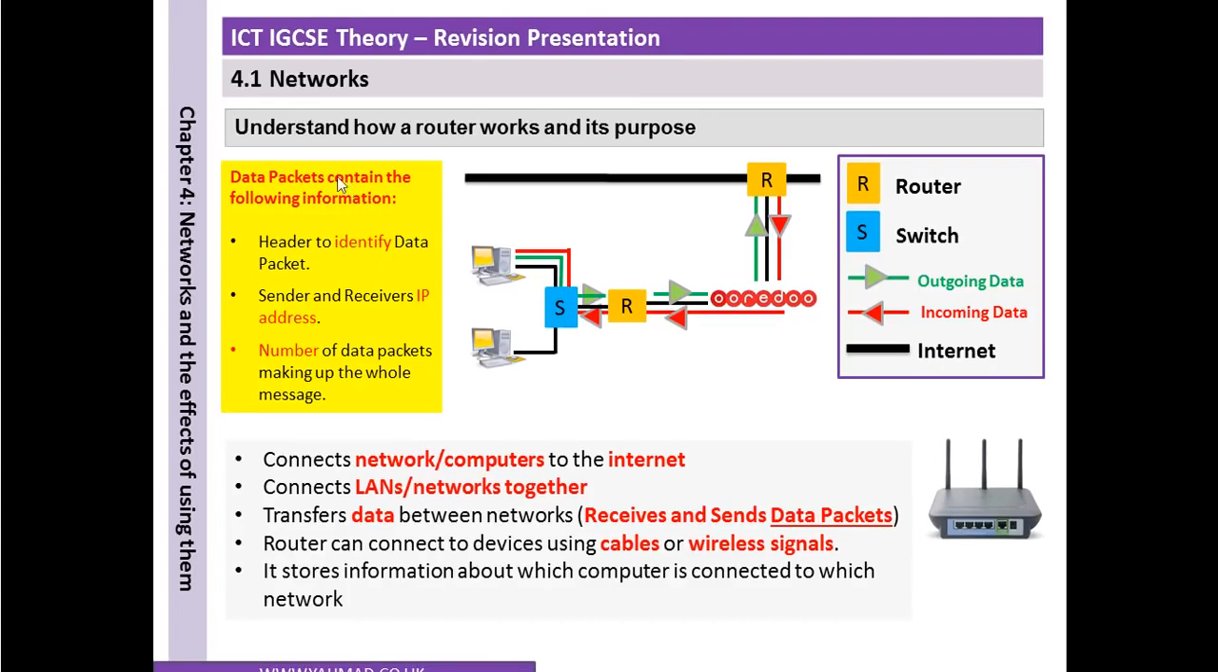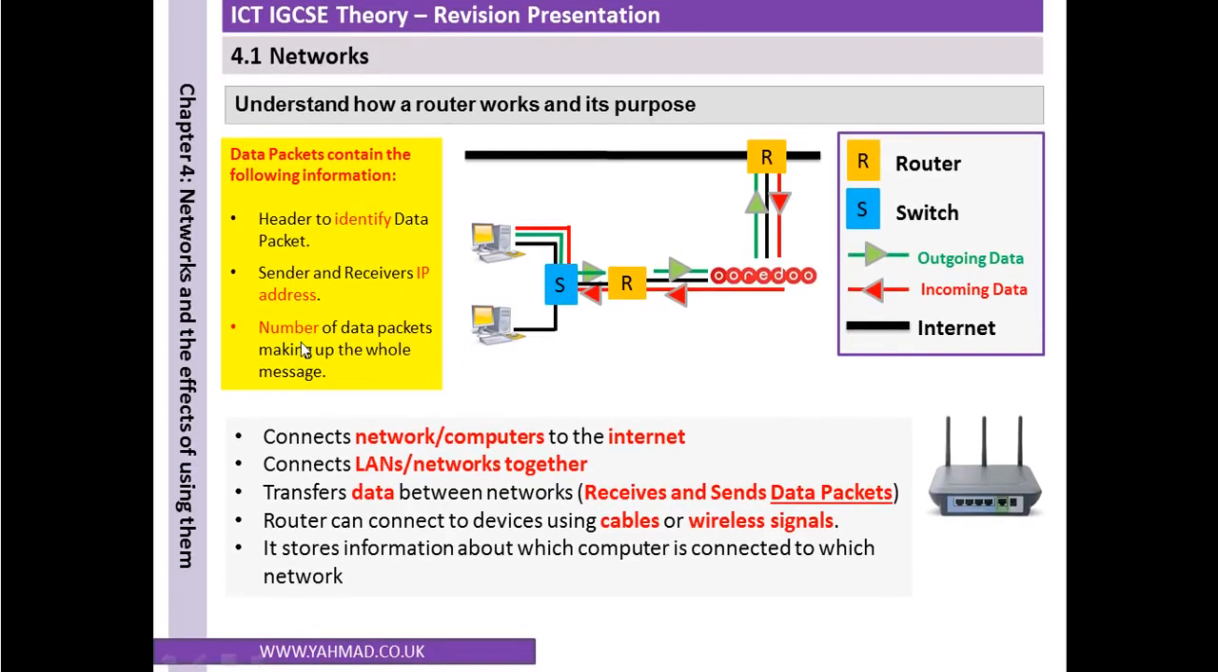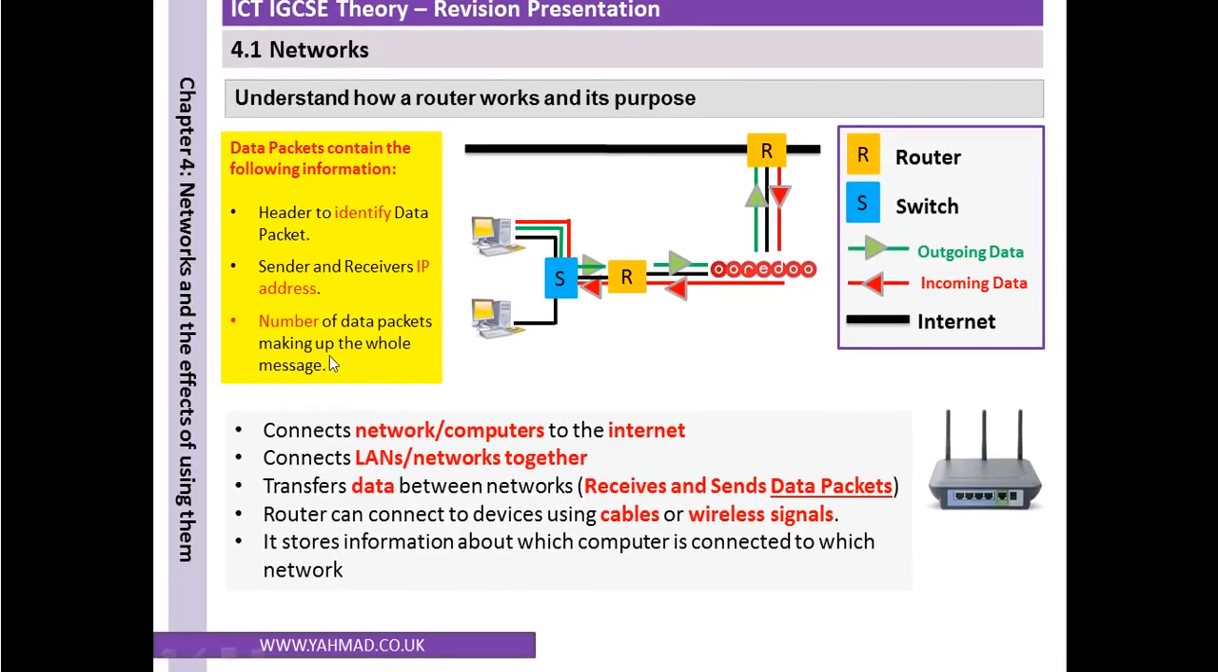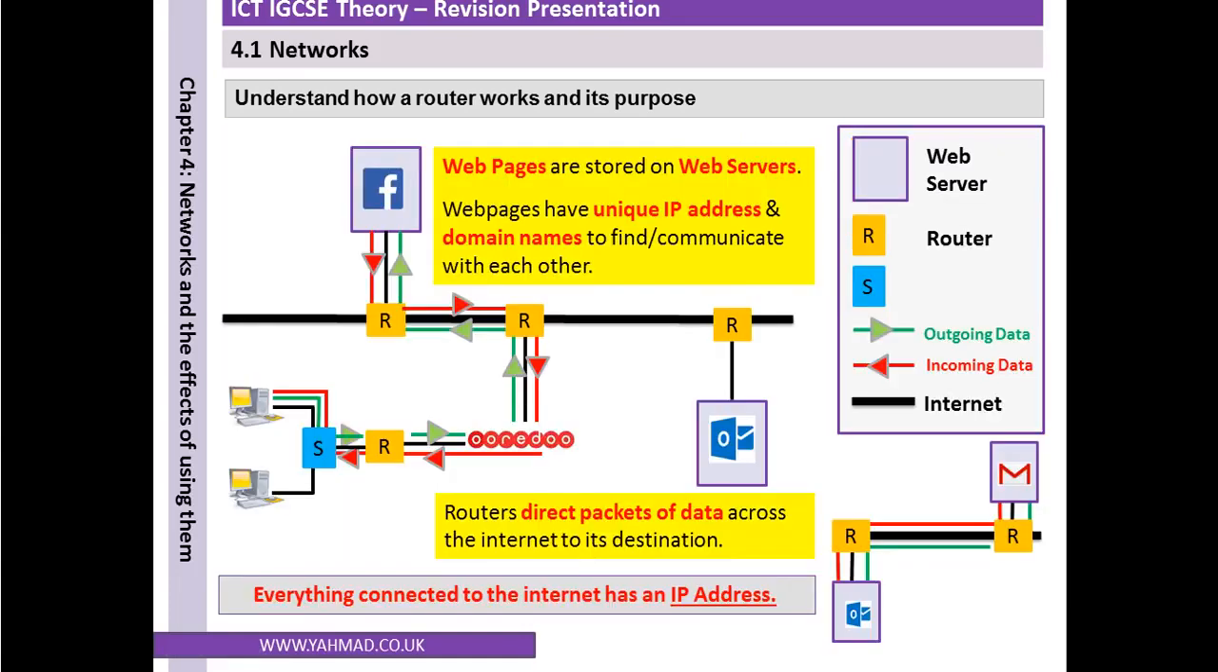Okay, each packet of data contains the following information: a header to identify a data packet. Each device which is connected to the internet will have an IP address, so the sender's and receiver's IP addresses are included. The router will know where to direct that particular piece of data using the IP address. It also includes a number of data packets making up the whole message. The router can also connect devices using cables or wireless signals. It stores information about which computer is connected to which network.